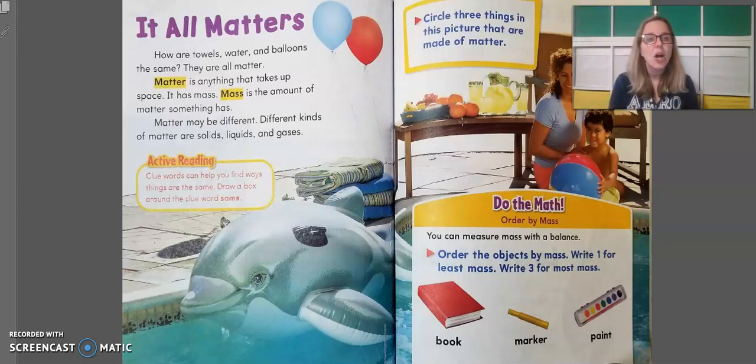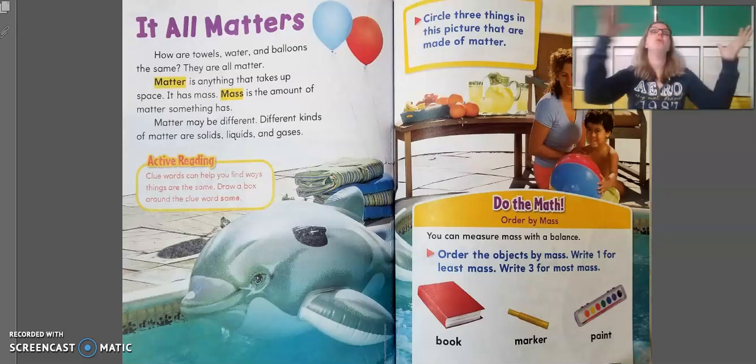All right, it all matters. How are towels, water, and balloons the same? They are all matter. Matter is anything that takes up space. It has mass. Okay? Mass is the amount of matter something has. Don't think mass like we go to church and we call that service mass. This is different. In math and in science, mass refers to the size of something. Okay, so how much space it takes up.